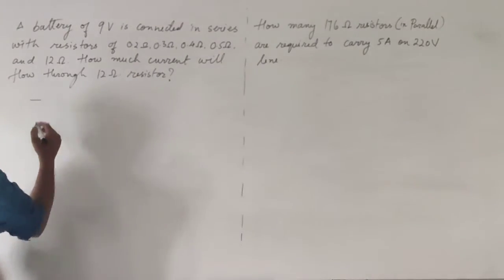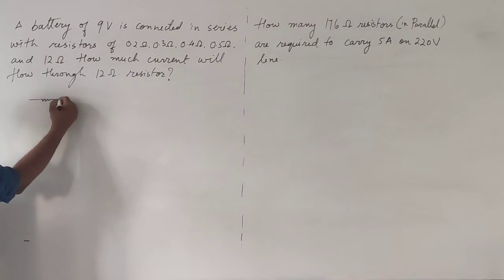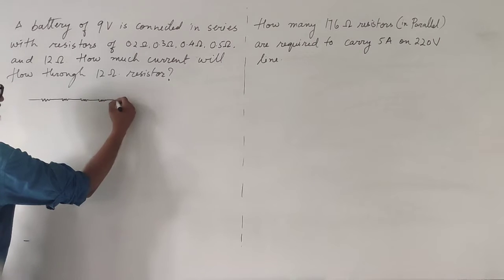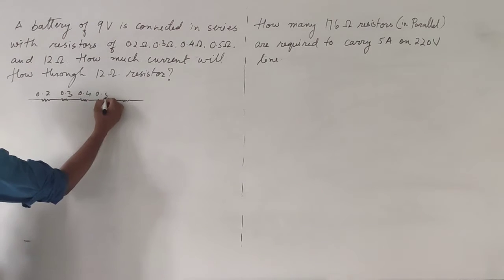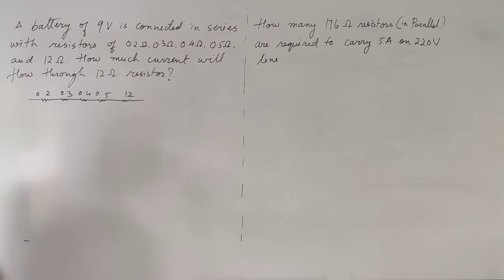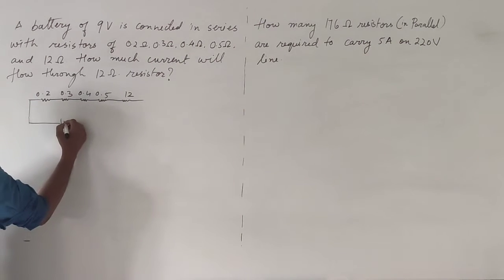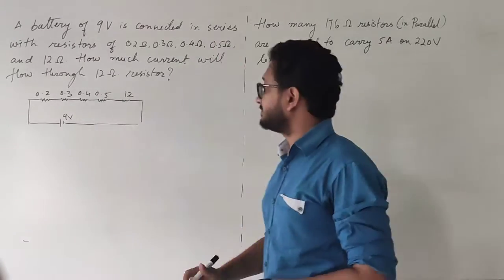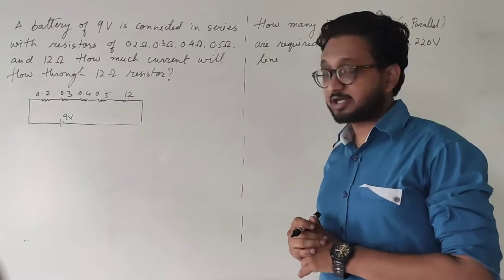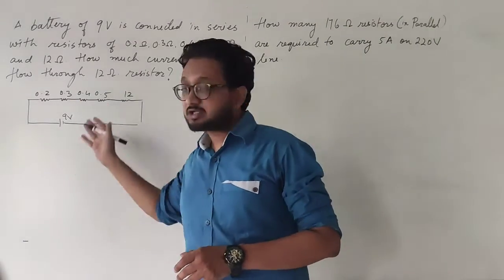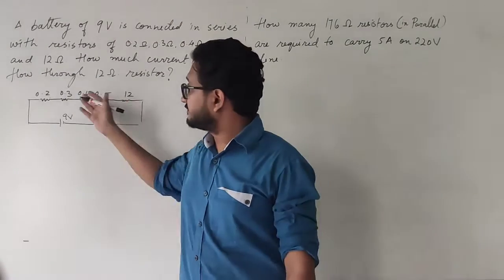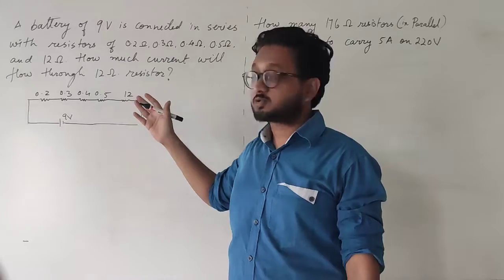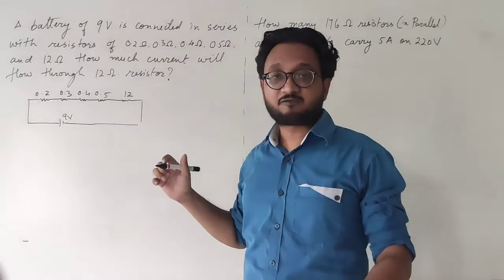If we make a circuit diagram for this simple numerical, we will have something like this. So 0.2, 0.3, 0.4, 0.5 and 12 ohms, and the battery is also connected in series with these resistors. So we have a 9 volt battery connected in series as well. If we find the total current of the circuit, then the current flowing through the 12 ohm resistor, that means the current flowing through 0.2, will also be the same as through 12 ohms. So in series the current flowing is the same.